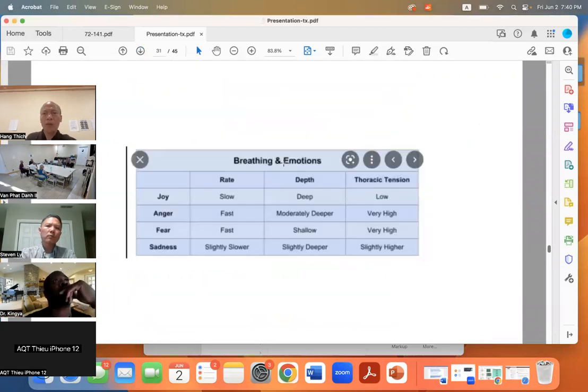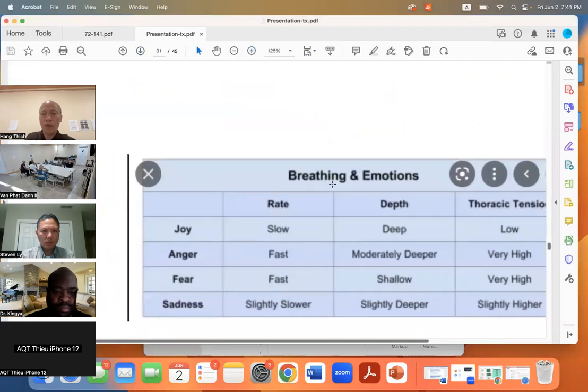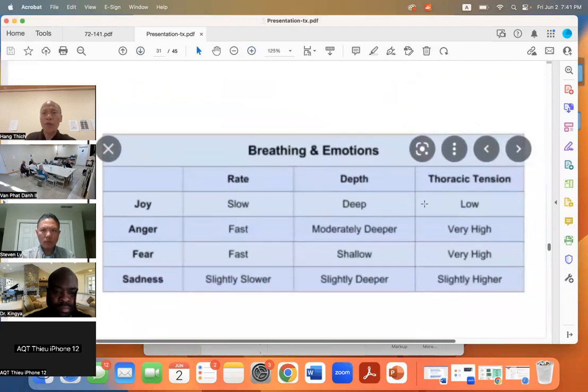Okay, see this? Breath and emotion. Is it too small? Better now? Yeah, see that? Breath and emotion. Joy, slow. Anger, fast. Fear, fast. Sadness, slightly slow, deep. There, the breath relates to our emotion.